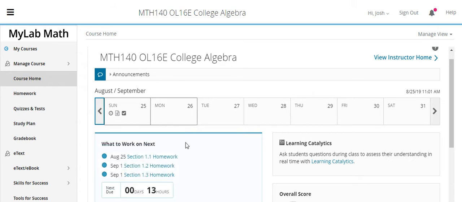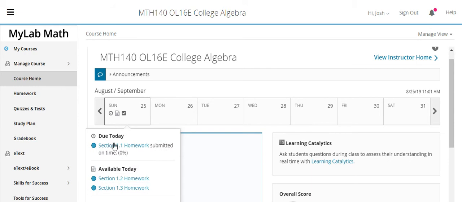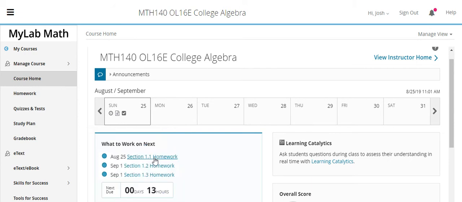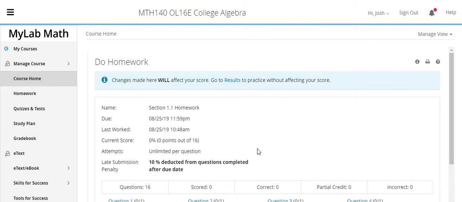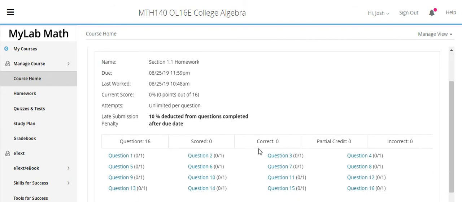Alright, so you can either use that, so when you hover over this, you can come down and click on that link right there, or you can come down to what to work on next. So I'm just going to go into 1.1 to kind of talk about it. So here I am, I'm inside of 1.1. This gives me the option to see I've got 16 questions to take care of.